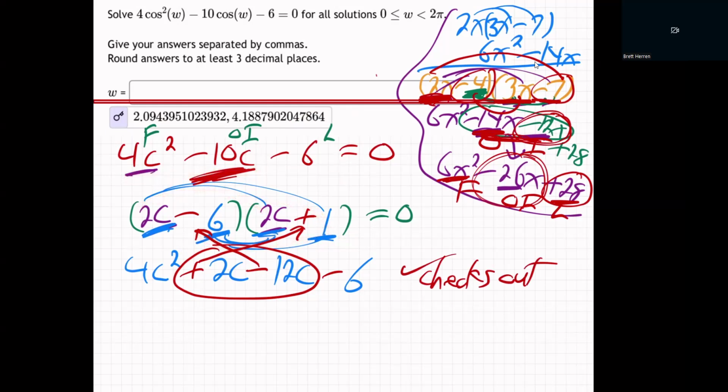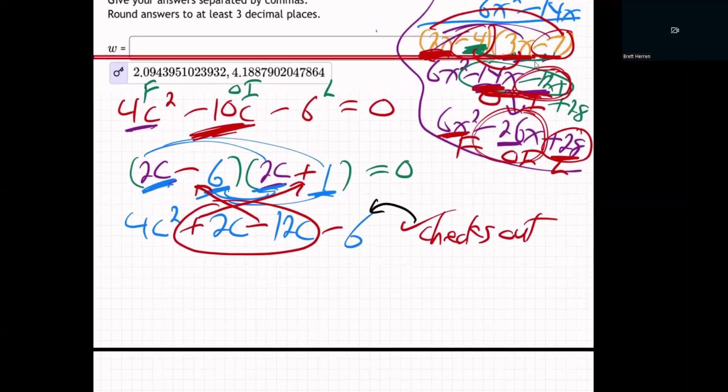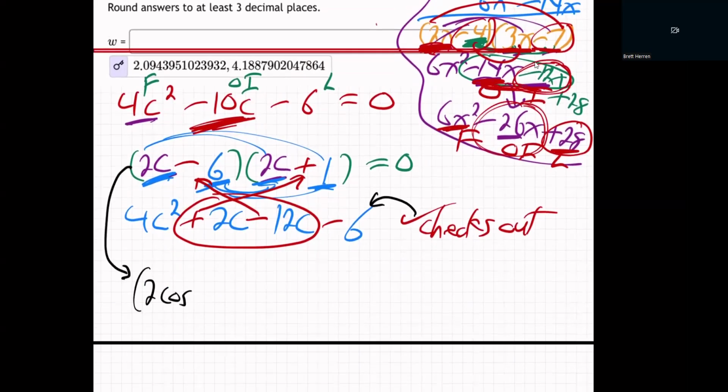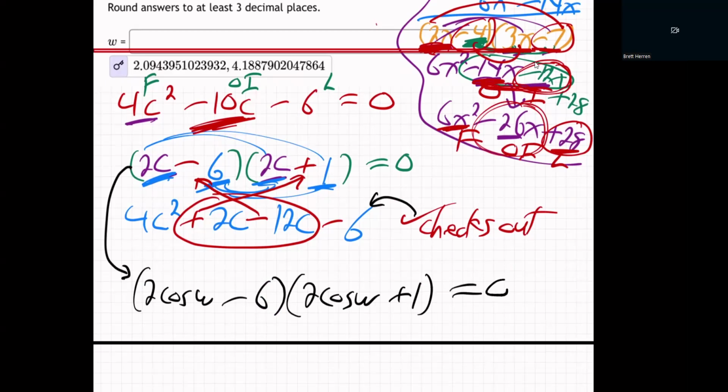So this is all the check. This was the check right here. So we're going to jump down, take this. This is our actual factorization. It's going to be 2 cosine, is it x? What's our w? 2 cosine w minus 6 and 2 cosine w plus 1 equals 0. So we have factored it.